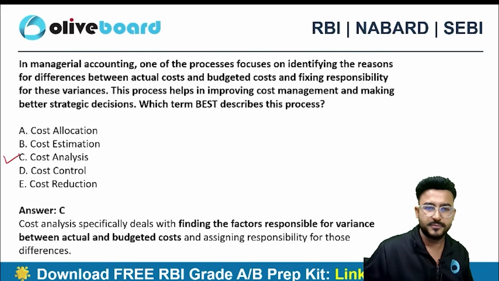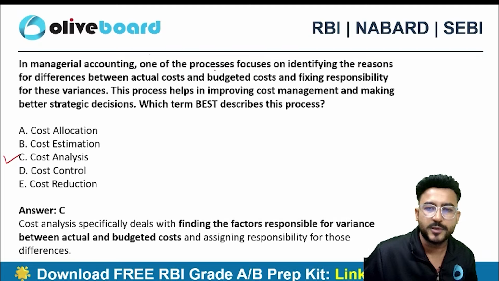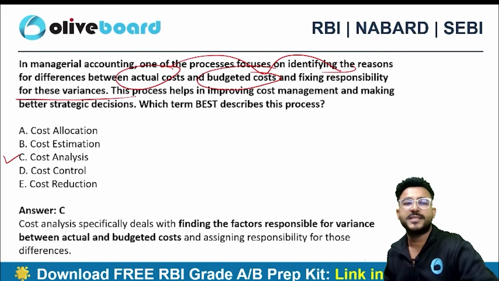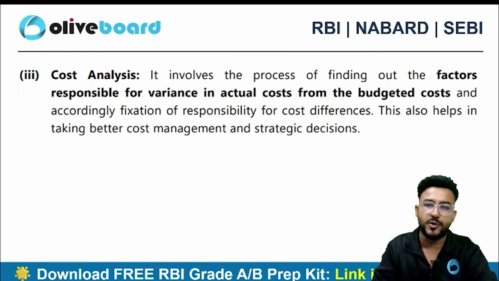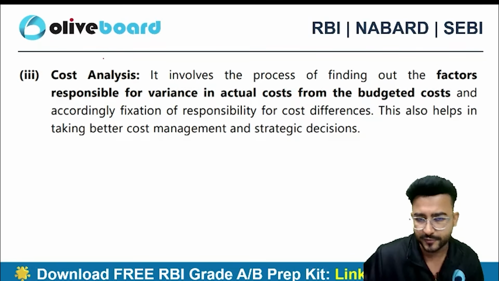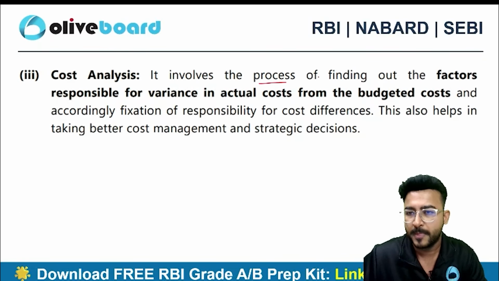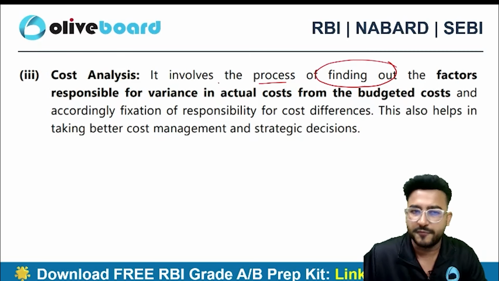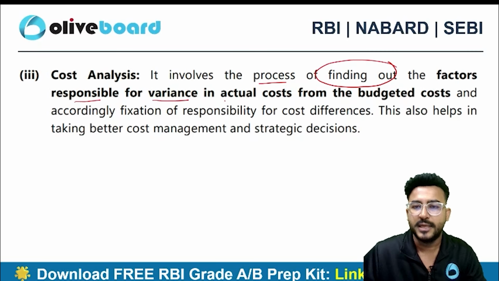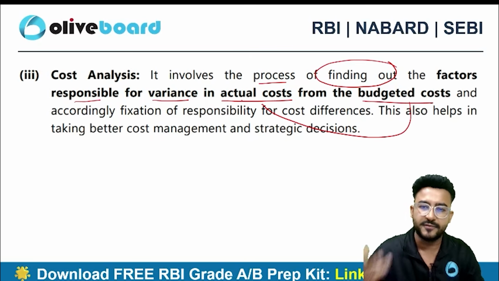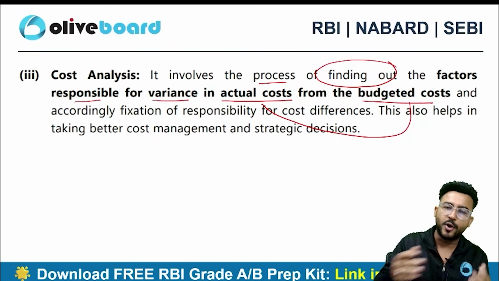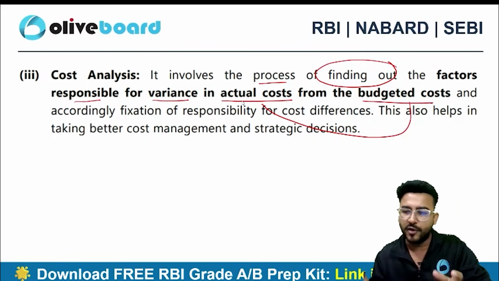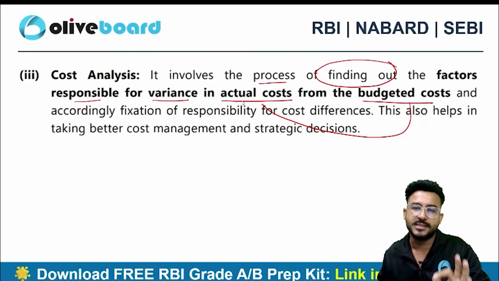What I'm actually doing is analyzing what was my budgeted cost, what is my actual cost, and I'm trying to fix the variances. I'm trying to fix the responsibility for these variances. So this is a part of your cost analysis, right? Let's quickly read the definition of cost analysis. It involves the process of finding out the factors responsible for variance in the actual cost and the budgeted cost. Why is there a variance? So don't you think we are analyzing something? We are analyzing something, and accordingly we are fixing the responsibility for these differences. Option C, cost analysis, is the correct answer.